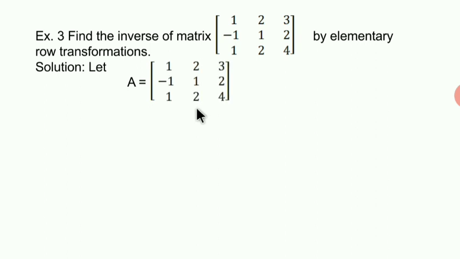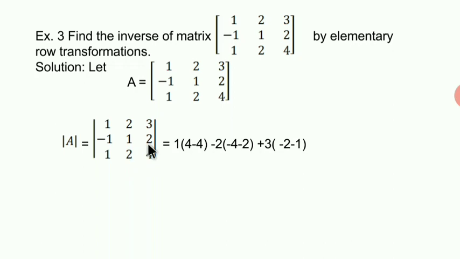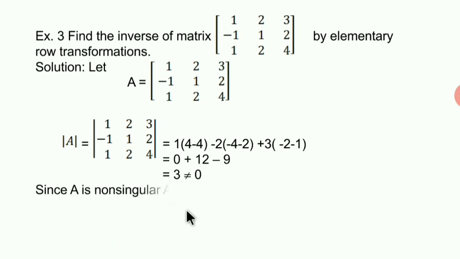Now we see whether the inverse of the matrix exists or not. So for that we find determinant A is equal to the determinant 1 2 3, minus 1 1 2, 1 2 4. It is equal to 1 into 4 minus 4, minus 2 into minus 4 minus 2, plus 3 into minus 2 minus 1. Here we get minus 6 into 2 plus 12, 3 into minus 3 minus 9, means 12 minus 9, it is 3, which is non-zero. Therefore A is a non-singular matrix and so the inverse exists.